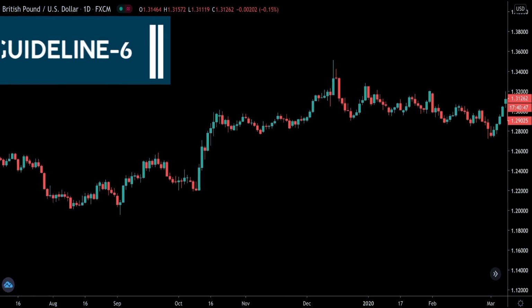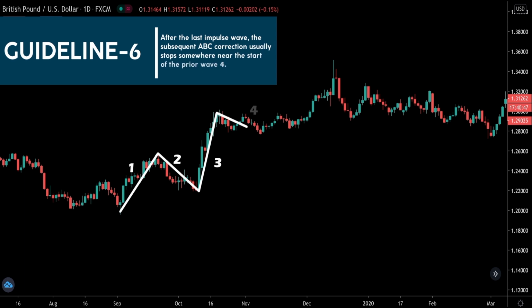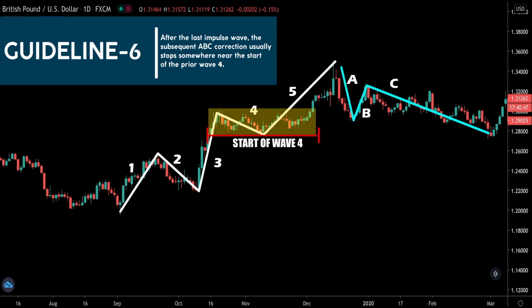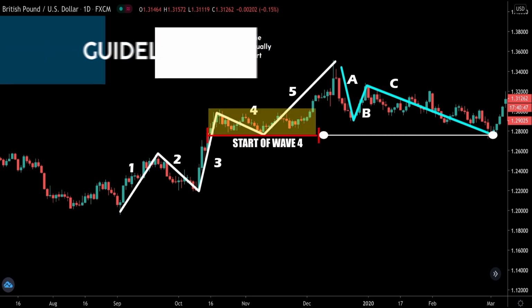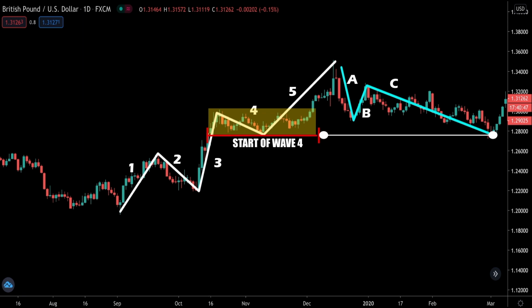Guideline number 6. After the impulsive wave, wave number 5, the subsequent ABC correction usually stops somewhere near the area of the prior wave 4 low. And these are the guidelines that will help you get started.